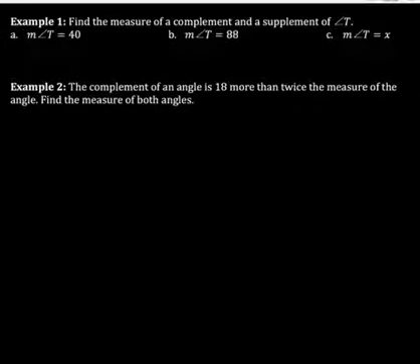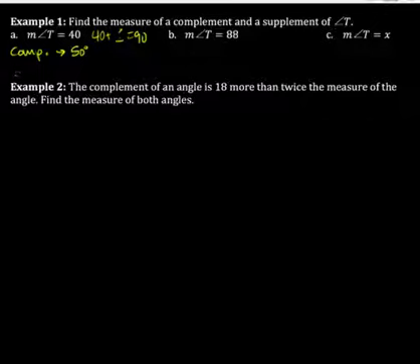Now a couple example problems. You have to find the measure of a complement and a supplement of angle T. If angle T is 40, what is the complement, or in other words, what angle would be complementary to angle T? Well, angle T has a measure of 40. A complementary angle would add up to 90. So 40 plus what equals 90? We can take 90 and subtract 40, and we can figure out that I would have to add 50 to 40 to get 90. So a complement to angle T would be 50 degrees.